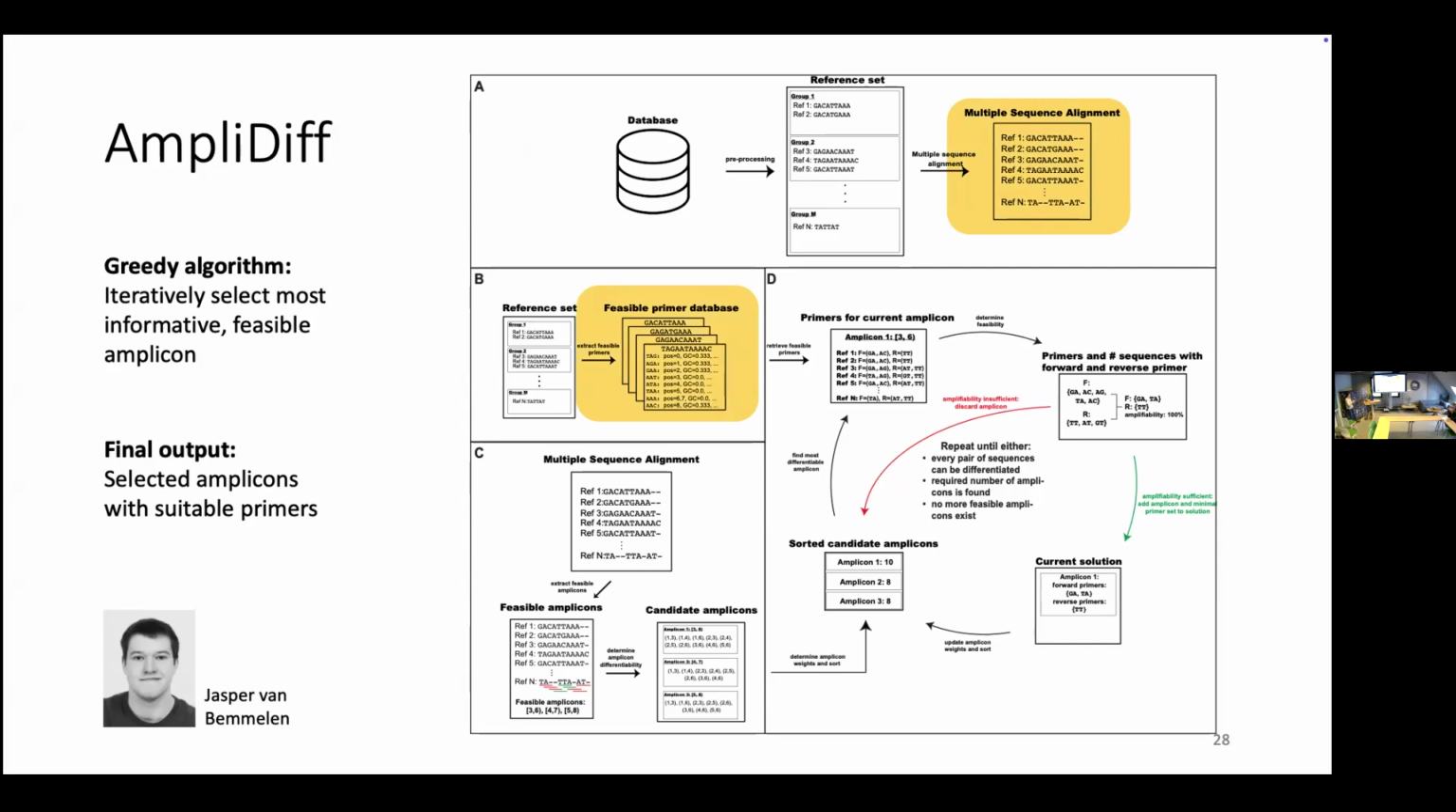And then using the multiple sequence alignment, we generate candidate amplicons. So these amplicons need to satisfy some requirements. They cannot differ too much in length. I think that's the main requirement there to make an amplicon actually feasible. So we get this set of possible amplicons, and then we enter this iterative cycle where we select the best amplicon in every step.